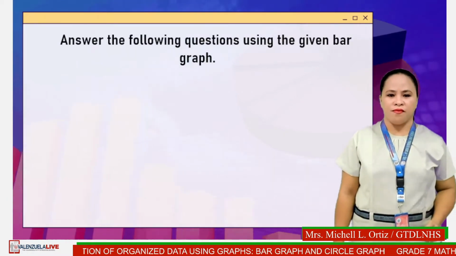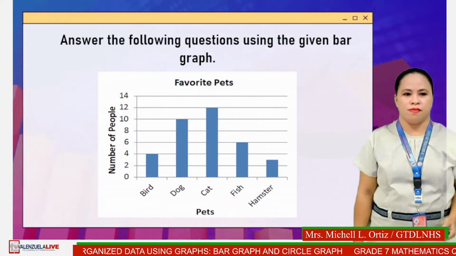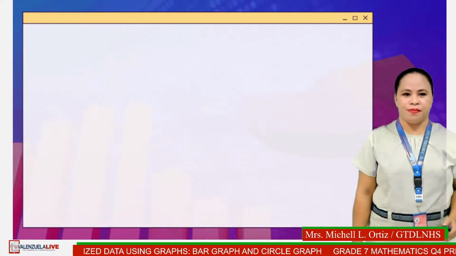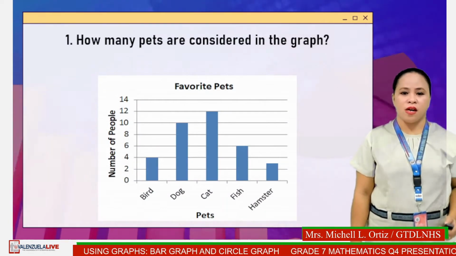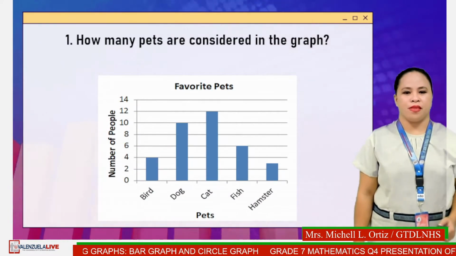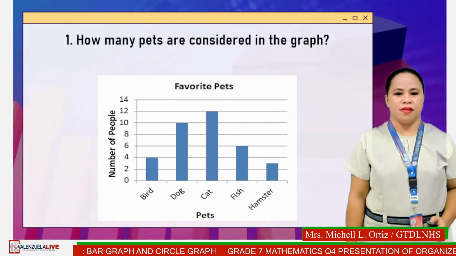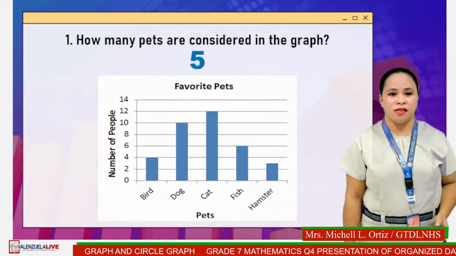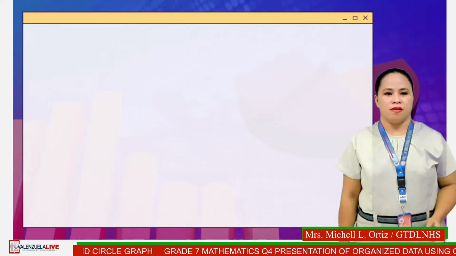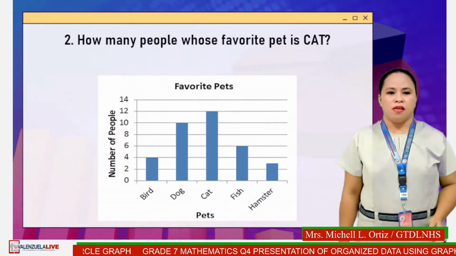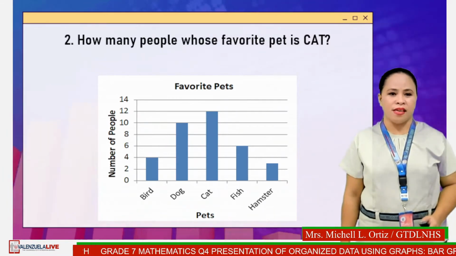Using the given graph, let us see if you can answer the following questions. Number 1. How many pets are considered in the graph? If your answer is 5, then you are correct. Number 2. How many people whose favorite pet is cat?